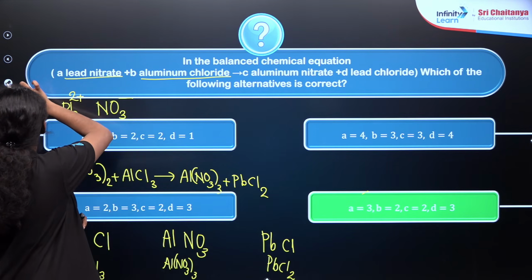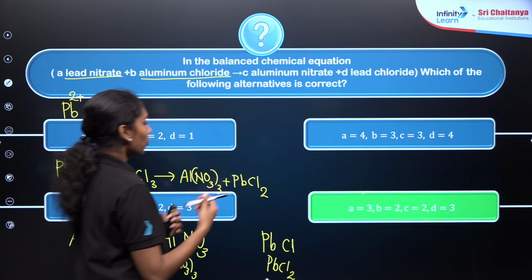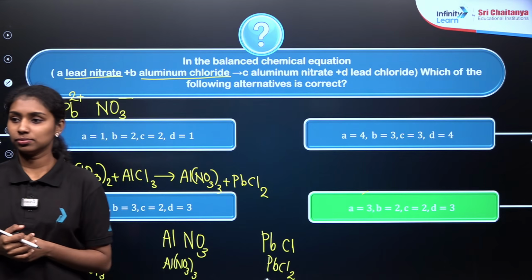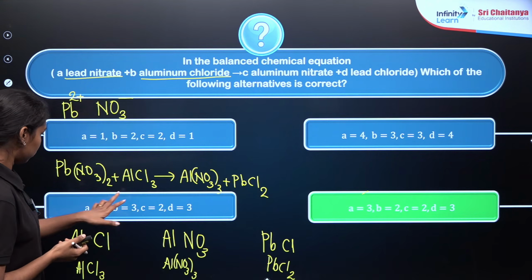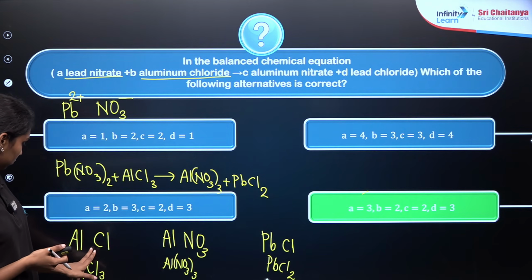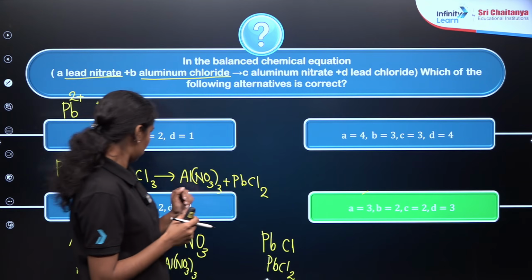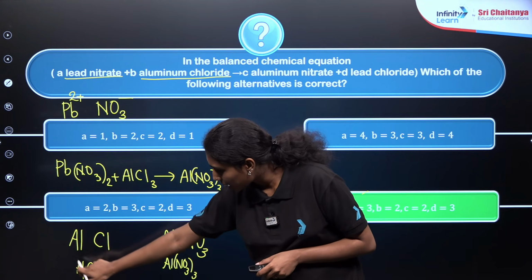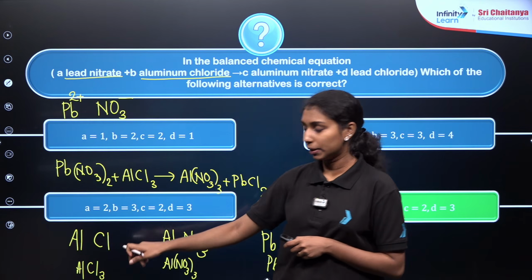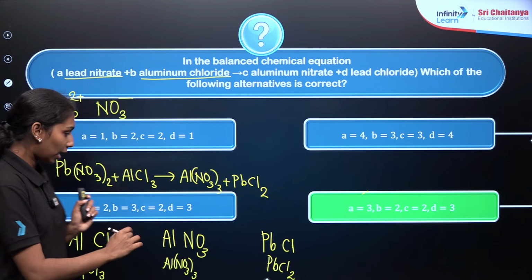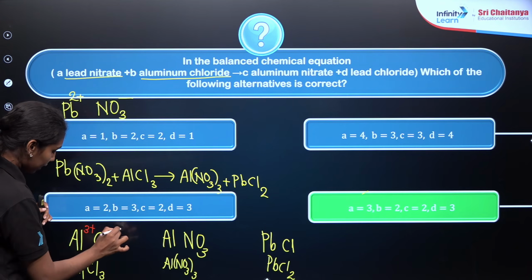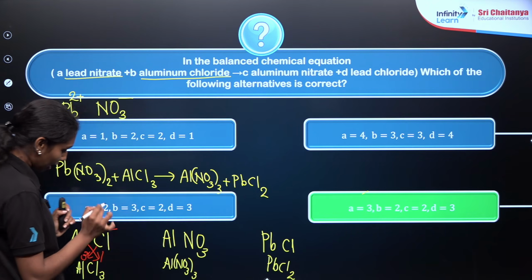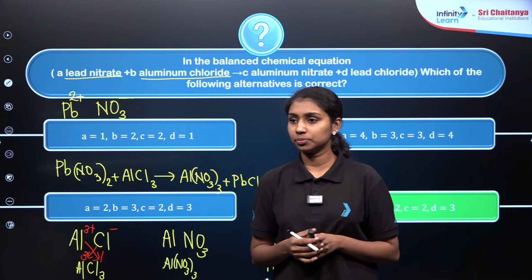So this is the skeletal equation, right? Now we need to balance this equation. How can we balance it? No, Arush, just take here aluminum and chlorine. As we already know, in the case of aluminum, valence is 3 plus, and chlorine is minus 1. So if you crisscross the valences, you will form AlCl3. Is that clear?